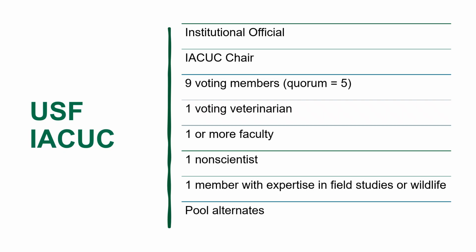In addition, the committee includes 1 member with specific expertise in field and wildlife studies to support the review of those protocols. To ensure continuity of review and meeting coverage, the IACUC maintains a pool of 10 alternate members, 9 scientists and 1 veterinarian, who may serve when regular members are unavailable to attend meetings or review protocols and modifications.